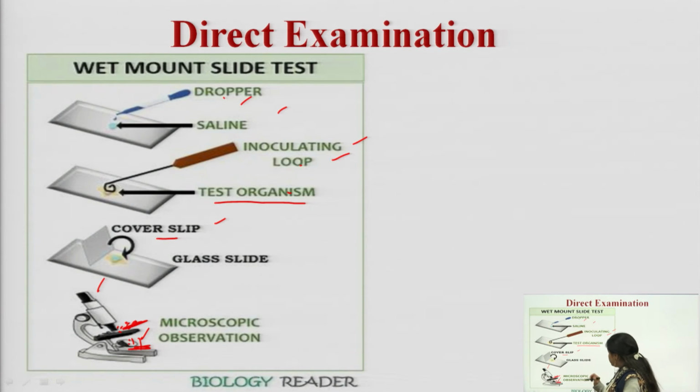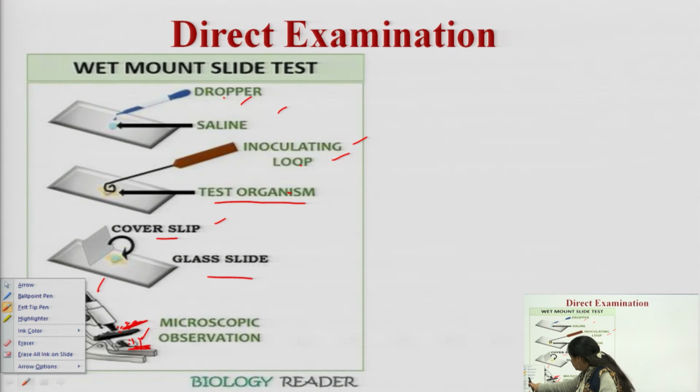So what will you need to do? First you need to prepare a glass slide. Until and unless you have prepared the glass slide containing the specimen you want to observe, you won't be able to see that specimen within that preparation.